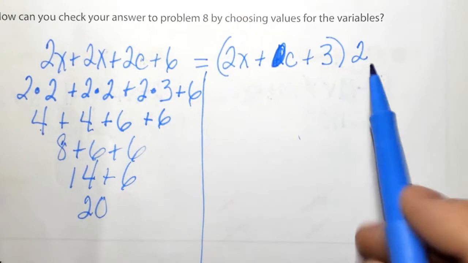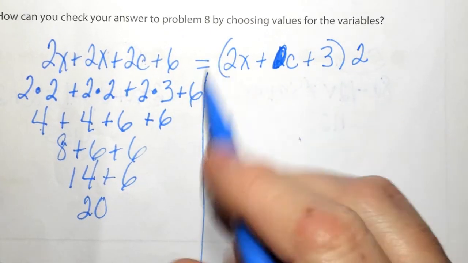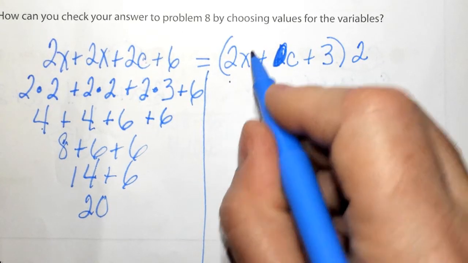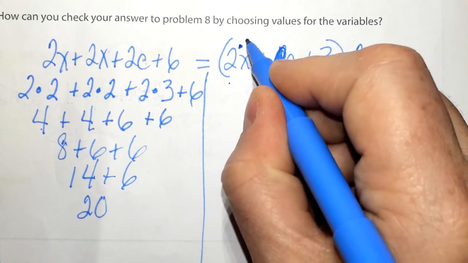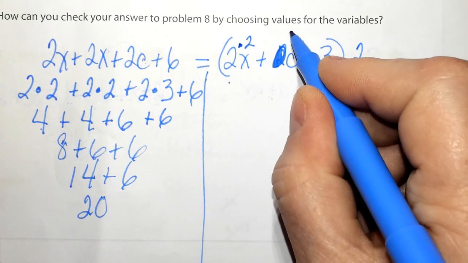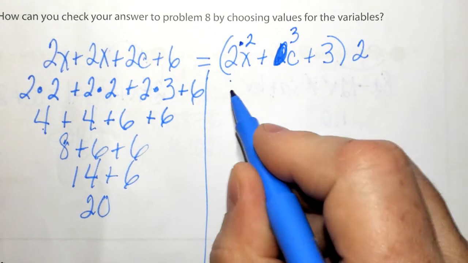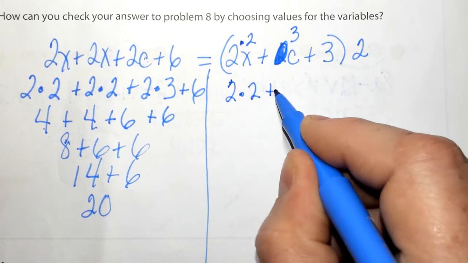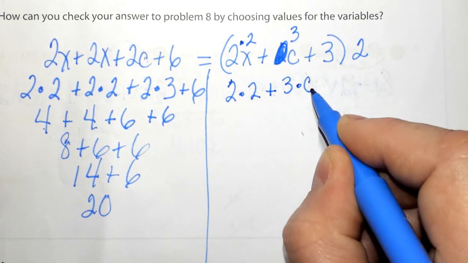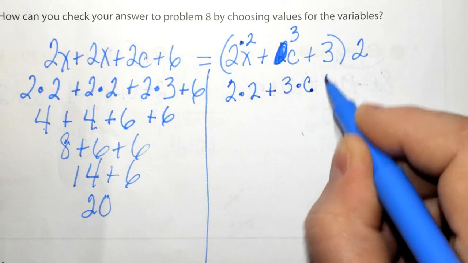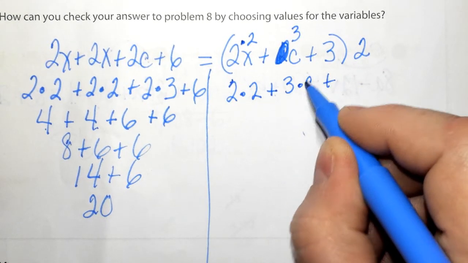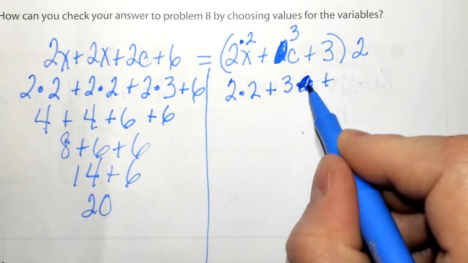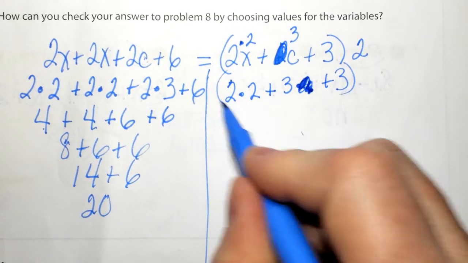All right, now we can do this. 2 times 2x is going to, well, let's just put the 2 in here for this. So times 2, and this is going to be 3. Okay, so now we have 2 times 2 plus 3 times c plus 3. The c is the 3, sorry. Plus 3, and then all of that times 2.